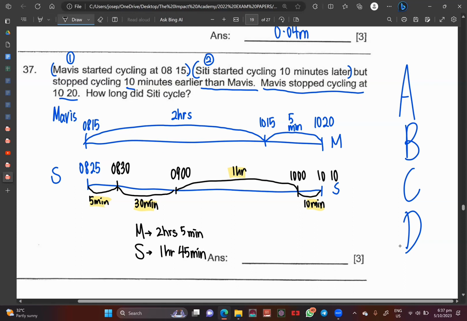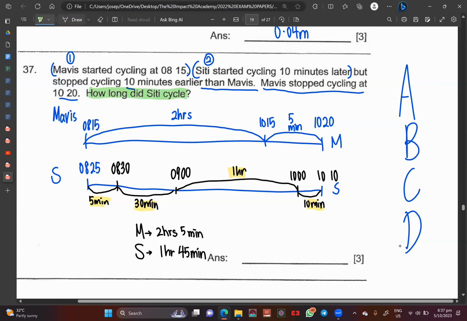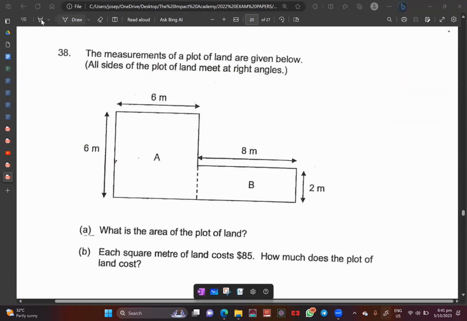Yes. What did the question say? Mr. Greenman, how long did Siti cycle? 1 hour, 45 minutes. As you can see over here, it says that the measurements of a plot of land are given below.